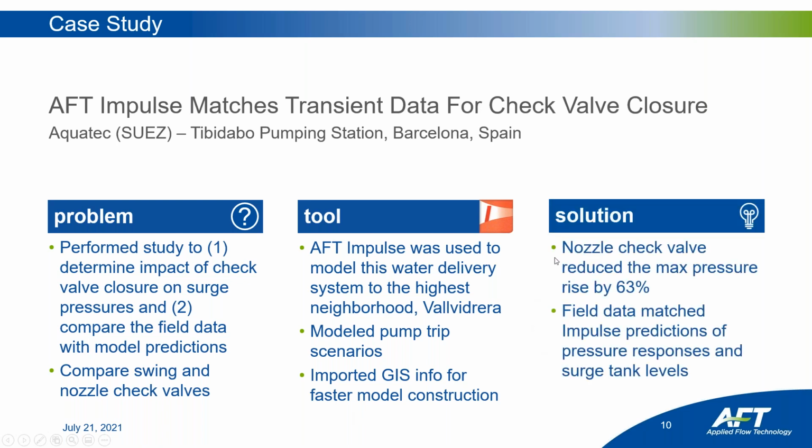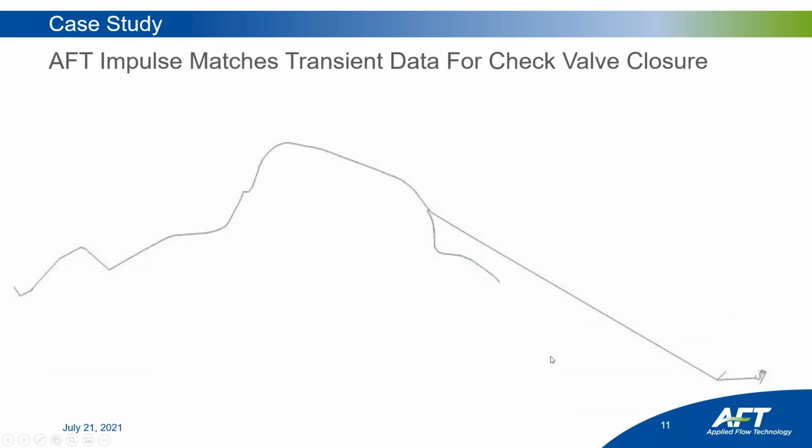What they found is that their nozzle check valve reduced their max pressure rise by 63%, so a good surge pressure mitigation. And they also found that their field data that they measured matched the Impulse predictions, which is always reassuring as an engineer. You're only as good as your tools and you're only as good as the assumptions going into your model.